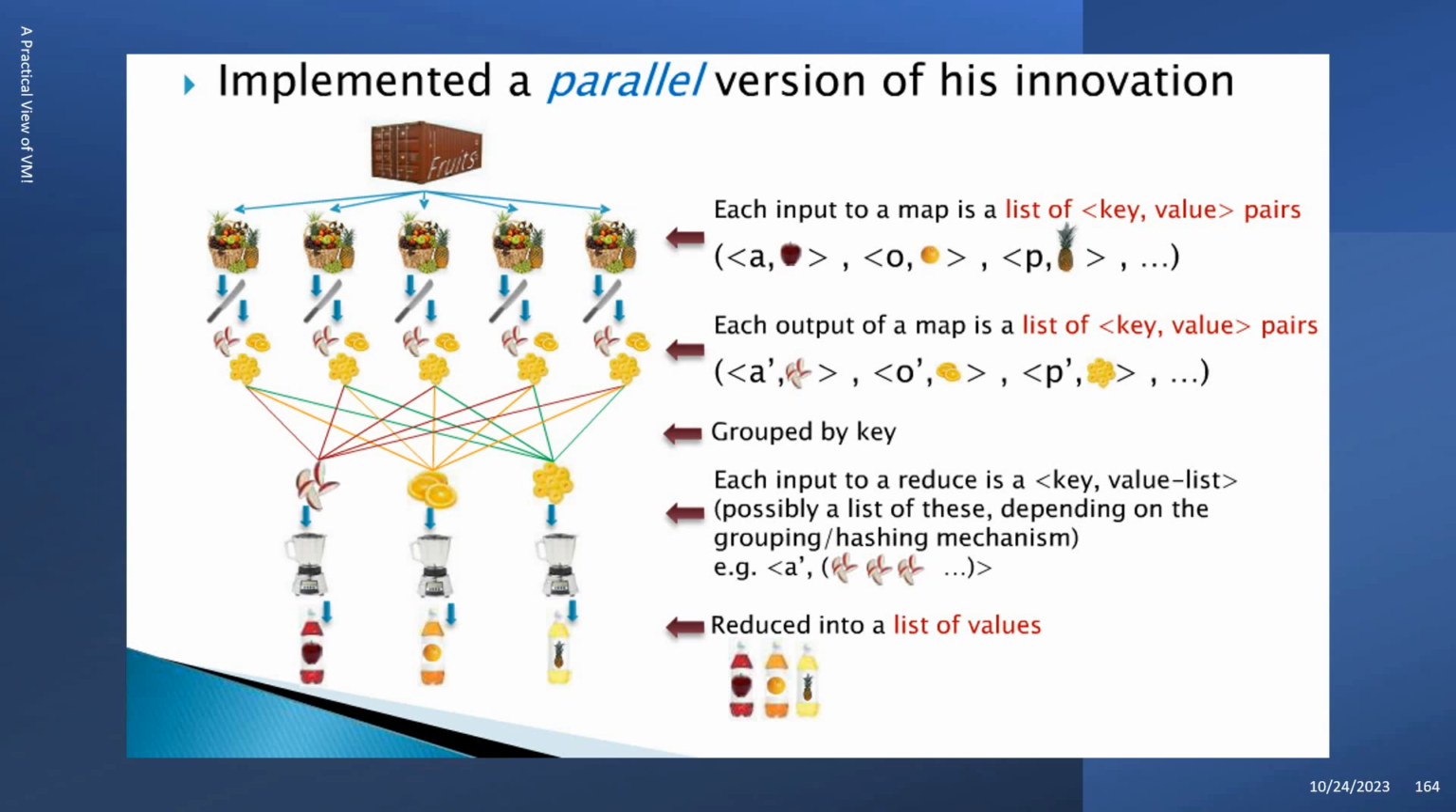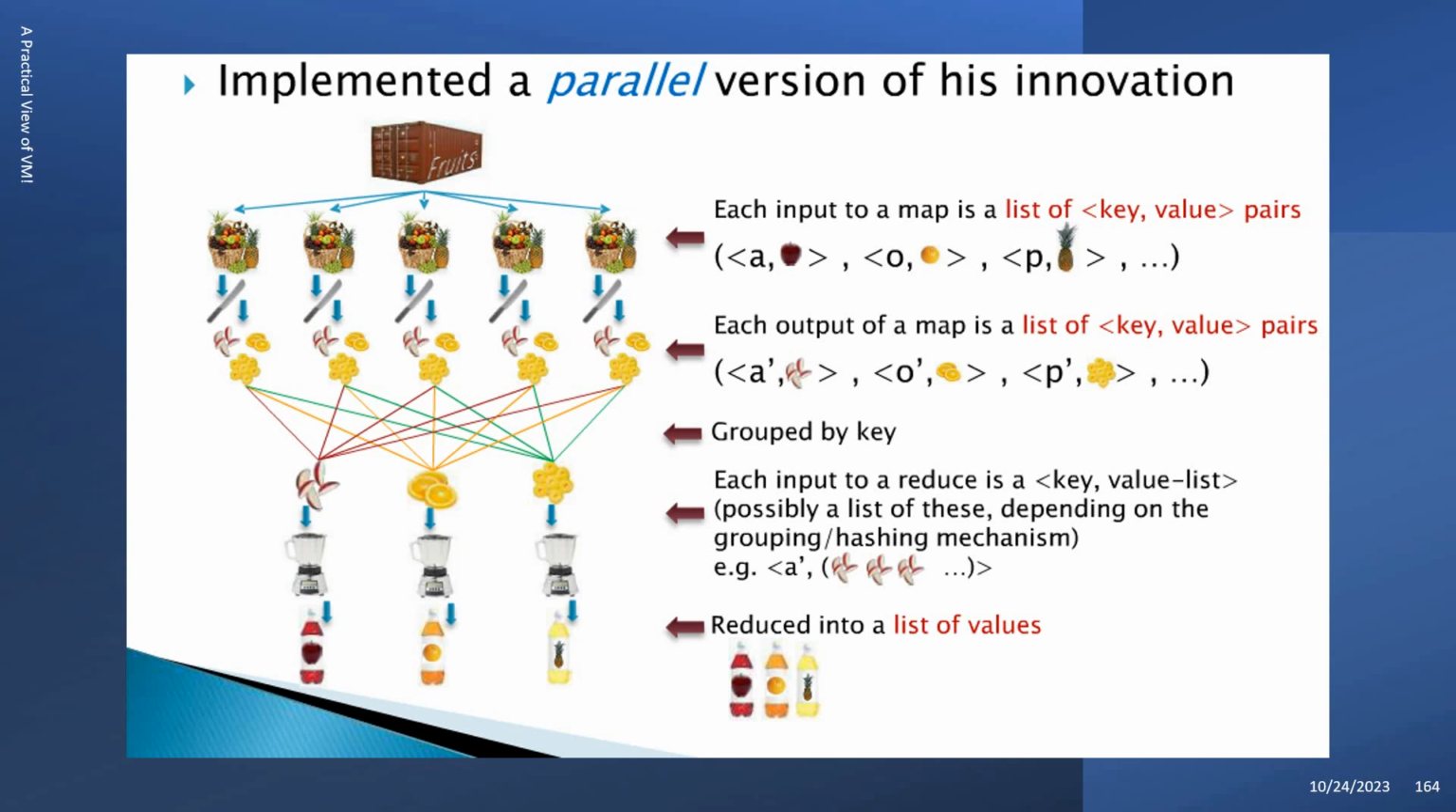Now, each input to a map is a list of key value pairs. It's a very simple thing. Apples, oranges, and say pineapple. He takes a basket that has multiple fruits. He will identify apples, oranges, pomegranates or whatever, and he will cut them and separate them properly. He will isolate apple, orange, and pomegranate. Then he will do the same thing for all the five baskets. All the five baskets will have apples available, oranges available, pomegranates or any other fruit available, but they'll be grouped properly.